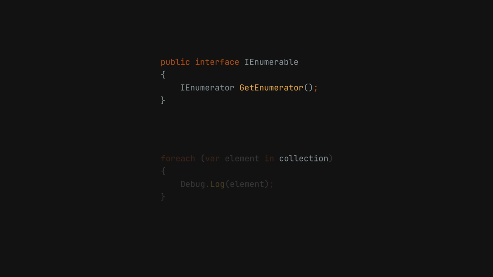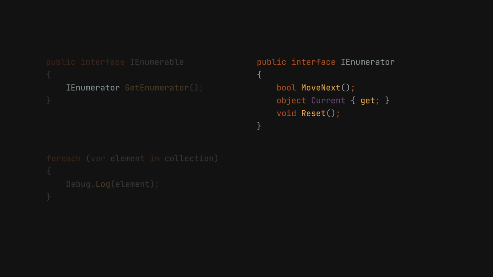In C#, if you want to use the foreach loop to iterate over something, this something needs to implement the IEnumerable interface. This interface declares only one method, returning an enumerator, which, as the name suggests, is meant to enumerate the elements of our thing. This is how its interface looks.